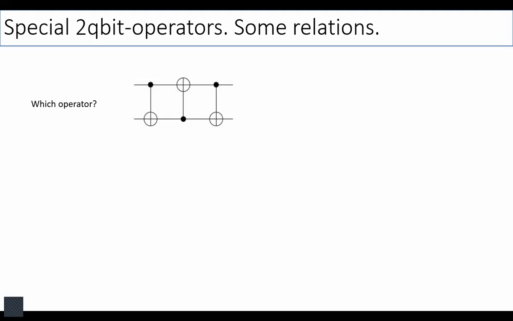Have we seen such an operation? What matrix? Its matrix becomes this. So this is swap. This is change of two qubits. I hope that they implement it inside not like this, because this is a hard operation.